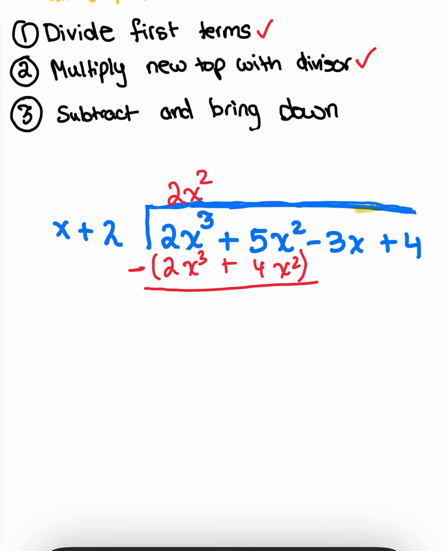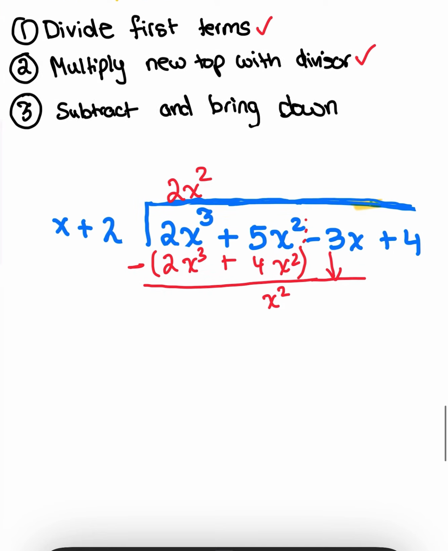So 5x squared minus 4x squared is just x squared, or 1x squared. 2x to the power of 3 minus 2x to the power of 3 is just 0. So I'm not going to write that 0. So I've done the subtraction part. Now I have to do the bring down part. So I'm going to bring one term down that's right next to currently the row or the column I'm working in. Okay, so that's negative 3x.